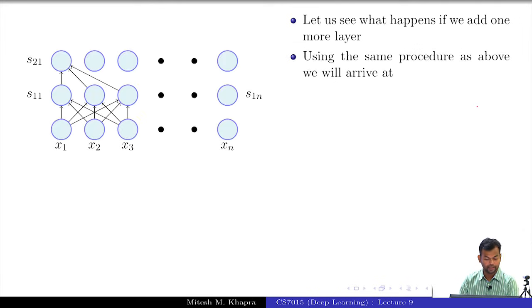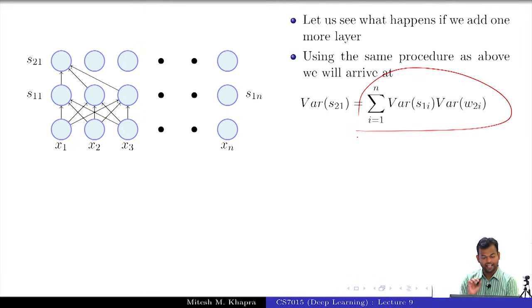I've added one more layer, and using the same procedure as above, we'll arrive at the variance of S21, which is given by this formula. What has happened here is that I had Xi earlier, but now instead of Xi, I have S1i, because those are the inputs to this layer. So this is exactly the formula that we had arrived at earlier, assuming zero mean and the same variance for all the weights and the inputs. I'm just arriving at the same formula for the next layer, where instead of Xi's, I have S1i's. Everyone is fine with this? Okay, fine.